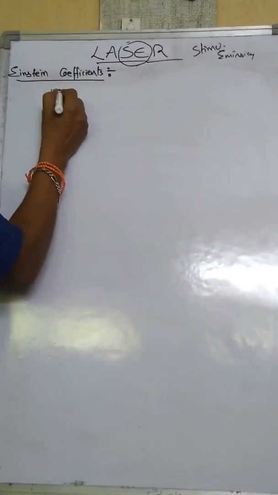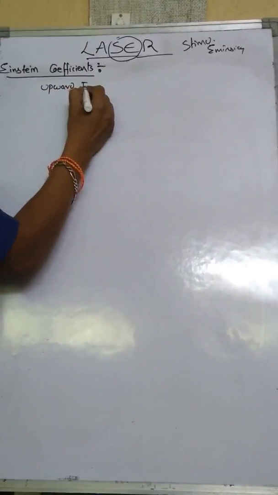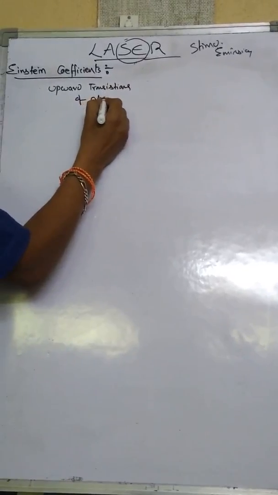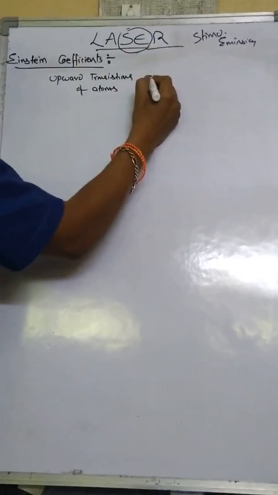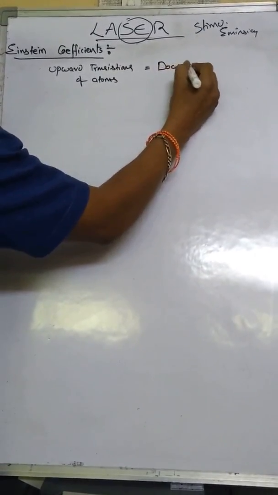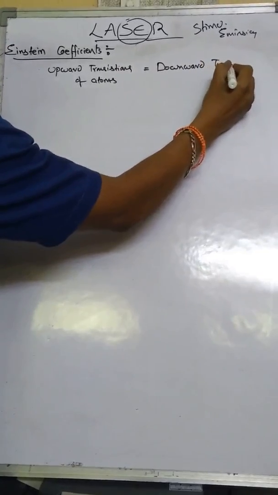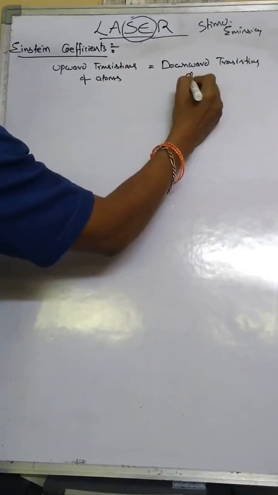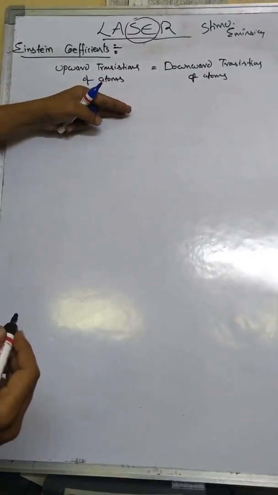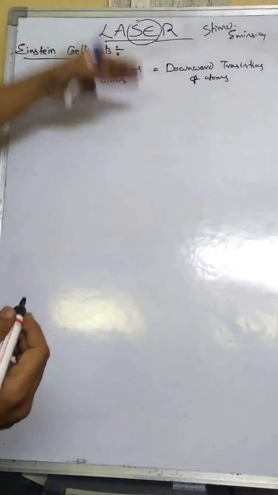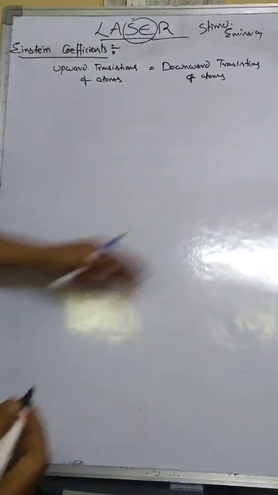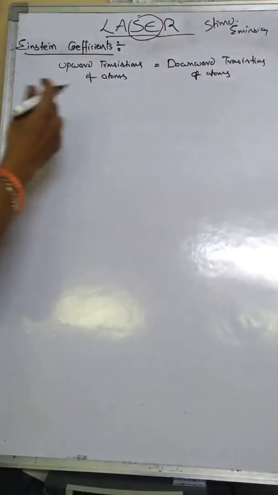Therefore, the upward transition of atoms, meaning the atoms moving upward, will definitely at some time or another be equal to the downward transitions of atoms, right? This is an important parameter. The atoms which have jumped to the higher energy level, after a lifetime or mean lifetime, definitely must get down. Therefore, upward transitions are equal to downward transitions.